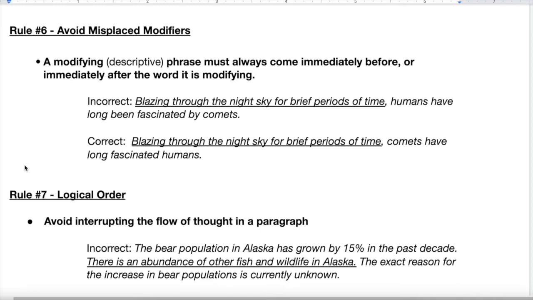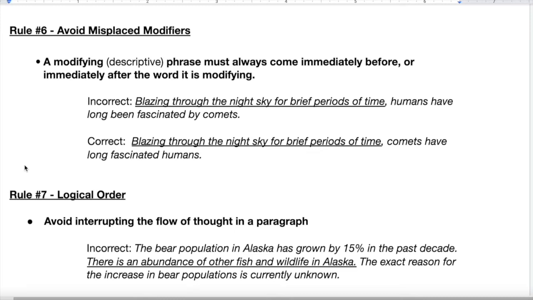And then our brains are awesome because we can fill in a lot of gaps and just kind of fix things automatically. You know what I'm talking about if you've ever tried to correct your own work and there's a bunch of mistakes you just didn't catch. So some students might read this and not see a problem. I get that. But when you see a descriptive phrase like this, blazing through the night sky for brief periods of time, whatever follows that needs to be the thing that's blazing through the night sky.